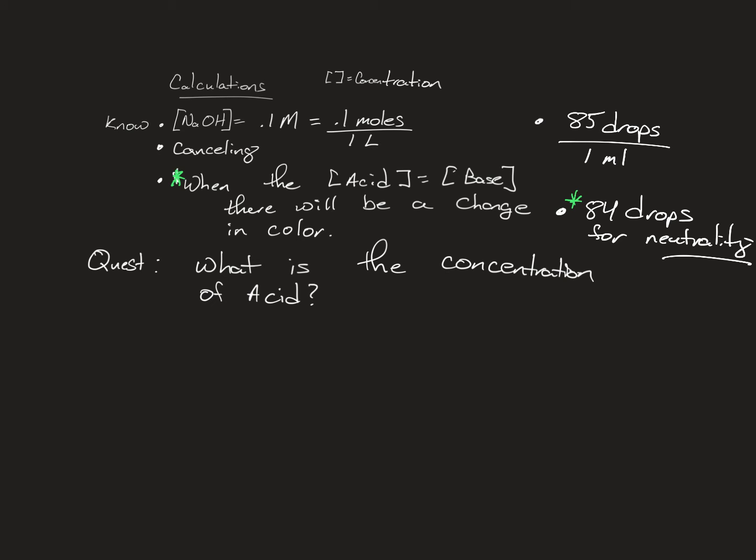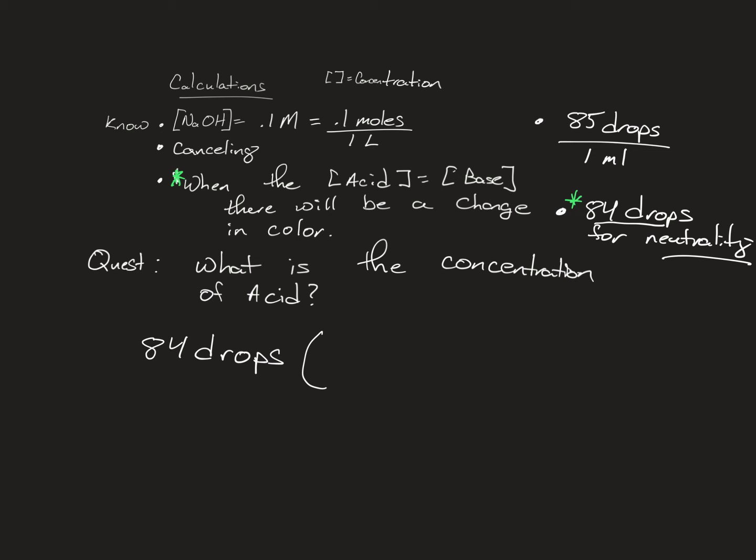So let's do the math. So we're going to start off with 84 drops. The first question is, 84 drops doesn't help us. We need to find a volume. How do we find volume? Well, we're going to use that canceling business. So we have 84 drops is what we have. And we want to get rid of drops, and we want to have volume.